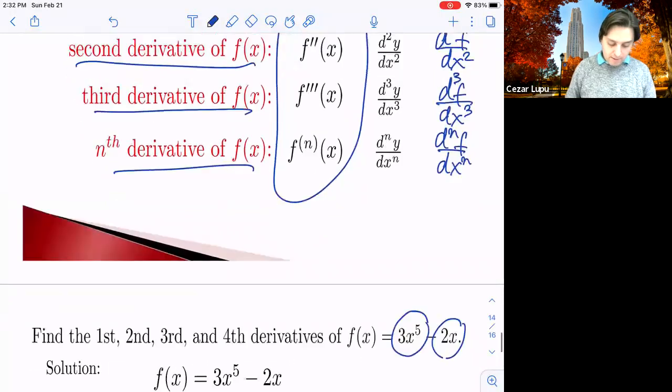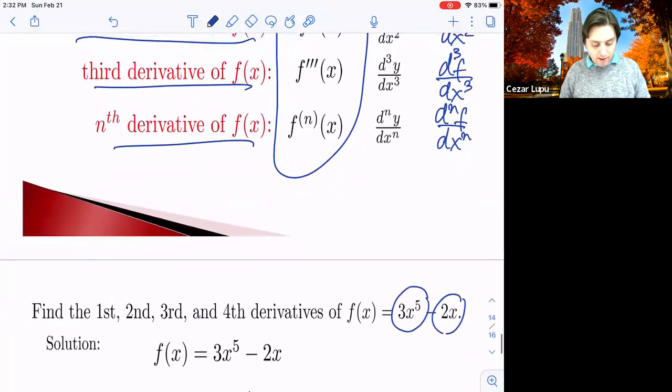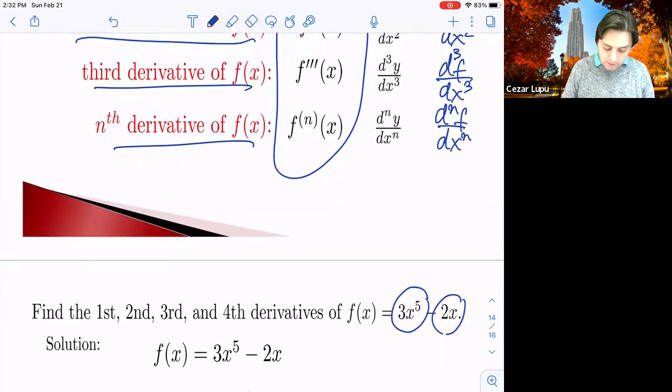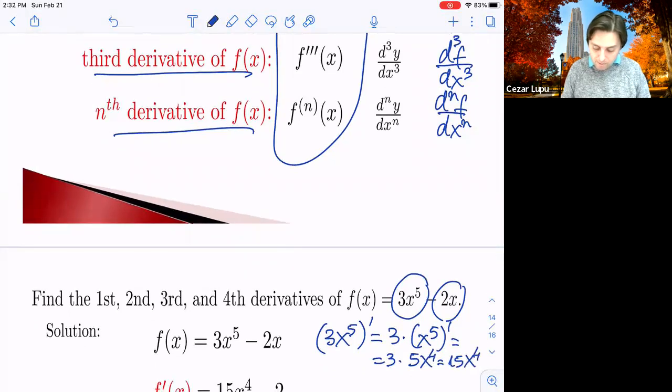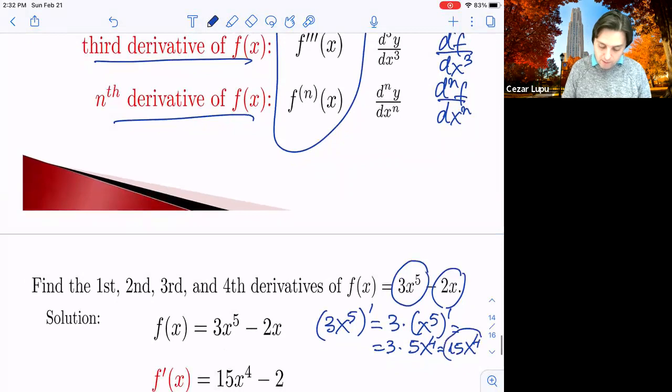So this is the function, f of x. The derivative of 3x to the fifth prime: I can apply the constant rule and the power rule. It will be 3 times x to the fifth, everything prime, which gives me 3 times 5x to the fourth, and this will be 15x to the fourth. So that's the derivative of this function.